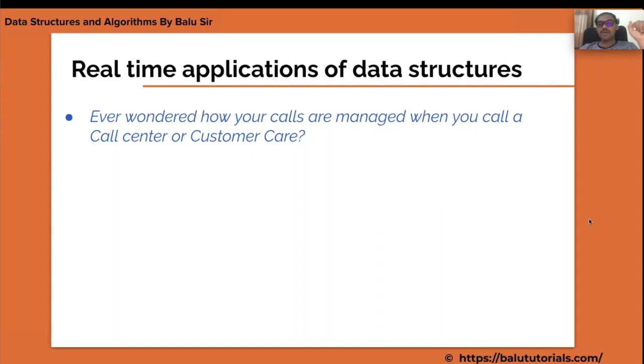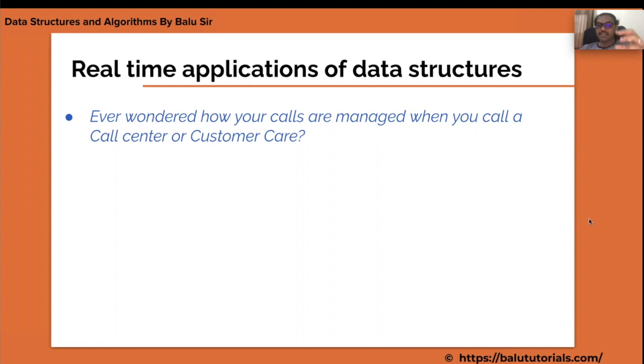Ever wondered how your calls are managed when you call a call center or customer care? If you call customer care or a call center, they are going to follow a data structure order. What is that order? Anyone knows? Queue. First come, first serve, FIFO order. Yes, we are going to use queues.